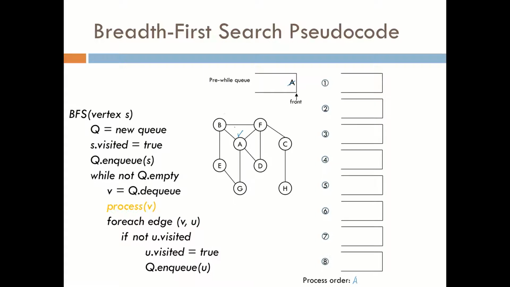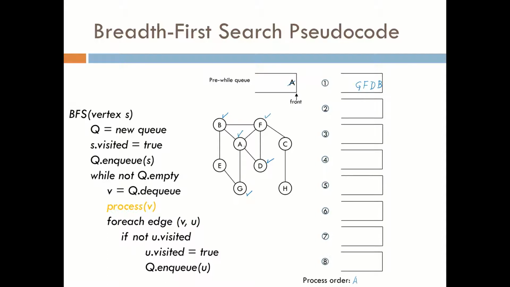So at this point, we will mark B as visited and we will place it in the queue. And D, place it in the queue. And A is also connected to F, so we'll mark that visited and place it in the queue. And finally, A is connected to G, so we'll mark that visited and we'll place that in the queue. And at this point, we're done.